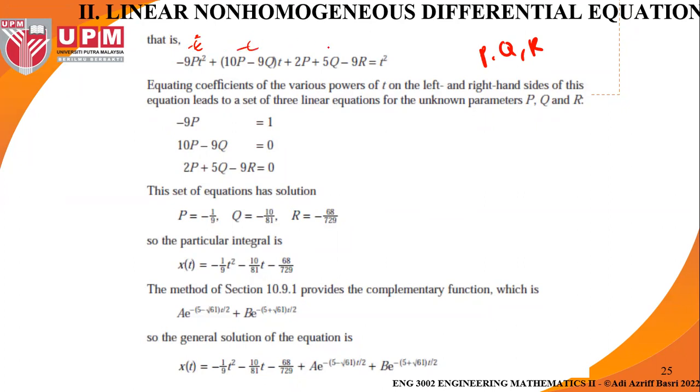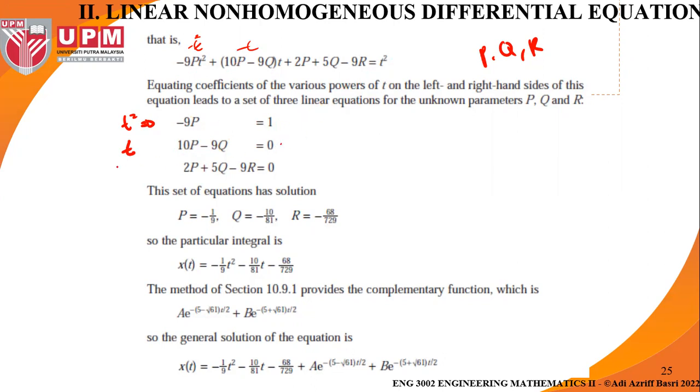So from here, the equation coefficients of the various powers of t on the left side, we classify with the same characteristics as the equation on the right side. For example, t². In terms of t², what you have on the left side is negative p, and on the right side you have t², so it equals 1. Then in terms of t, on the left side you have 10p minus 9q. On the right side you have no t, so 0 equals 0.